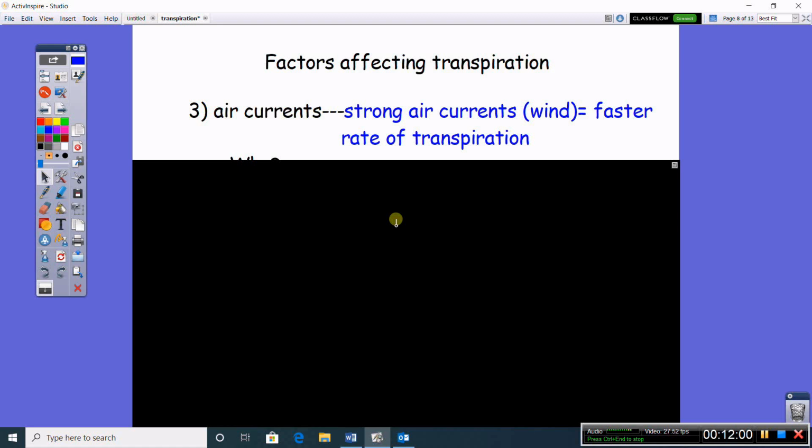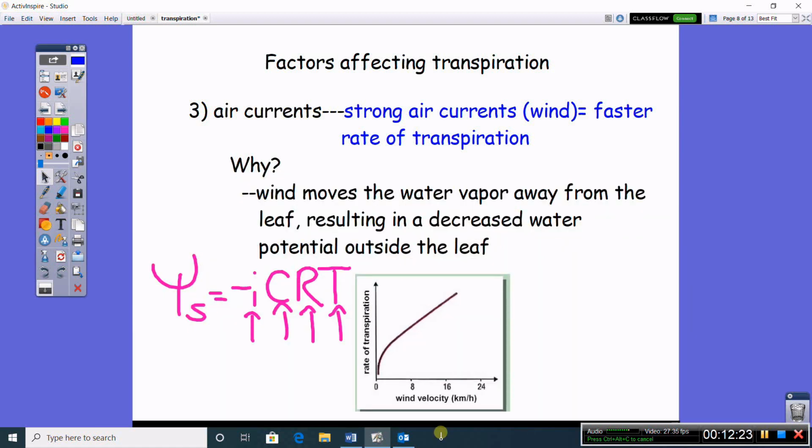And the reason for that is that wind is blowing any water vapor that's there. It's going to blow it away from the leaf, making the area just outside the leaf, just outside the stomata, fairly dry. And so because of that, it'll have a low water potential outside the leaf, a high water potential inside the leaf. Water always wants to go from high to low, therefore it will leave the leaf.